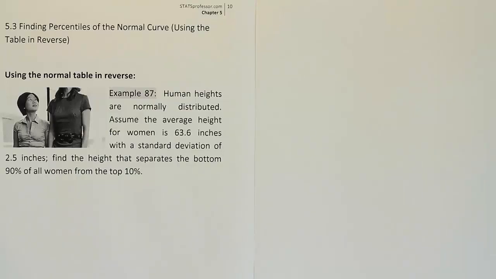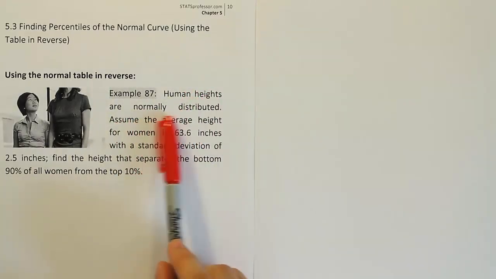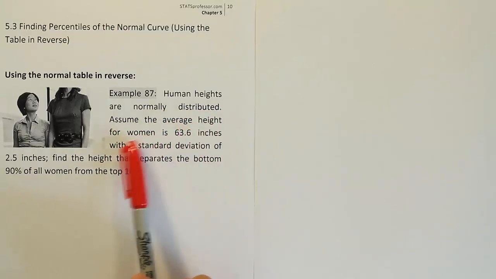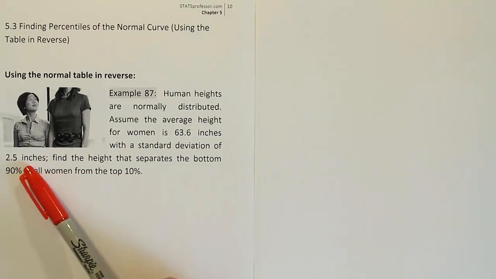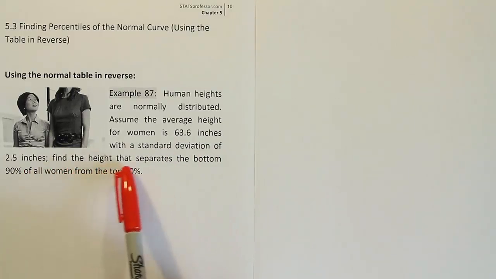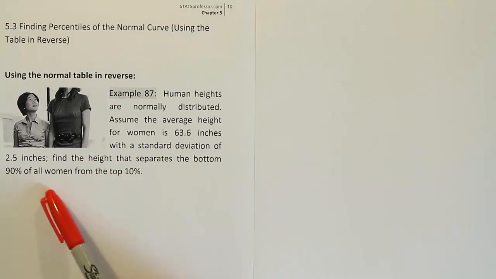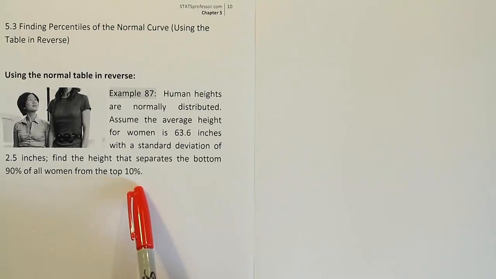Example 87. Human heights are normally distributed. Assume the average height for women is 63.6 inches with a standard deviation of 2.5 inches. Then find the height that separates the bottom 90% of all women from the top 10%.